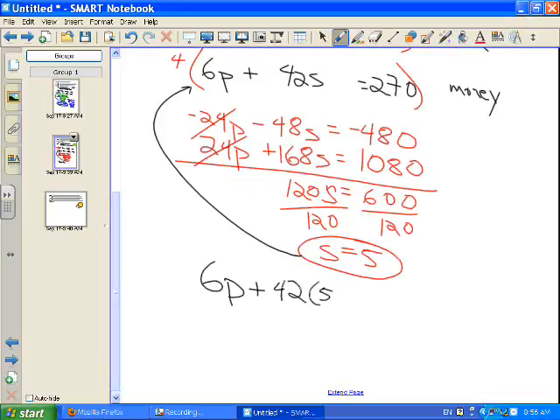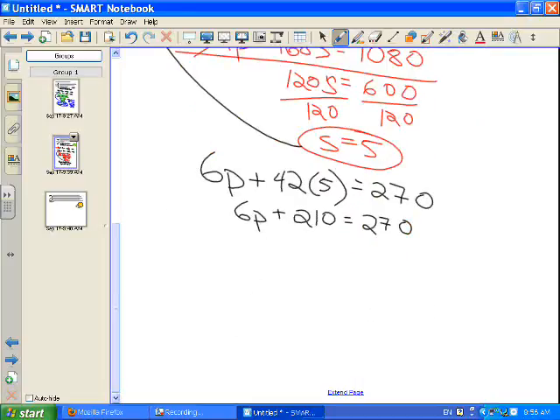Okay, so if I plug that one back in, and it doesn't matter what equation we're plugging in, I just chose the money equation. If I plug that in there, I'm going to get 6p plus 210 equals 270. When I subtract 210 from each side, P is going to be 10.